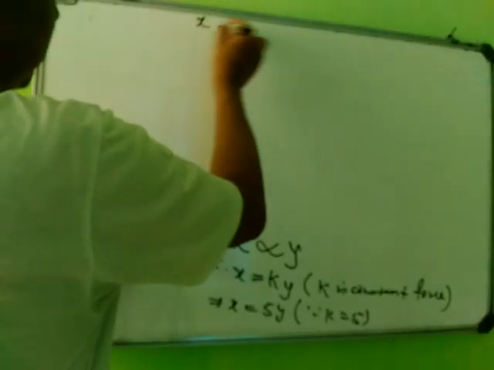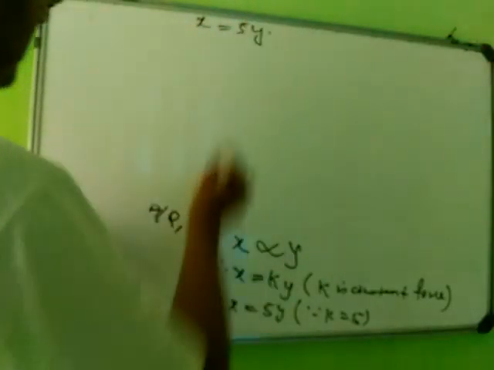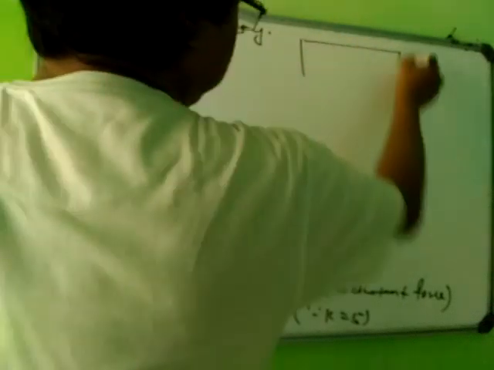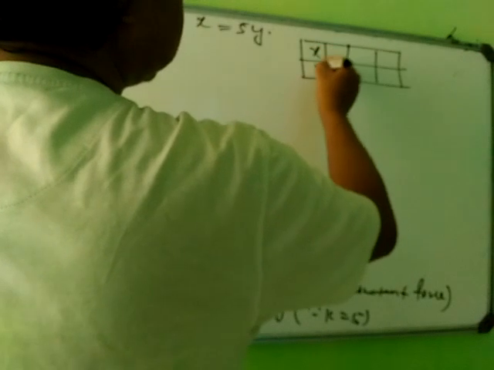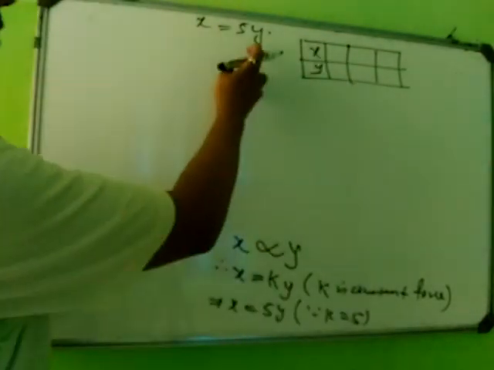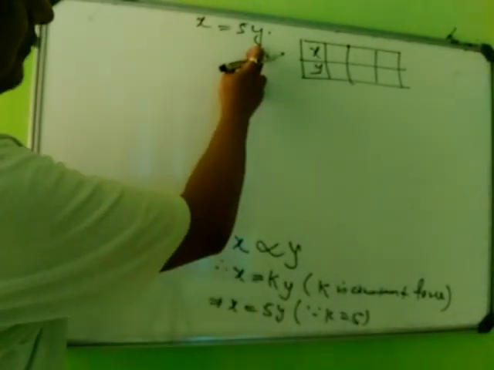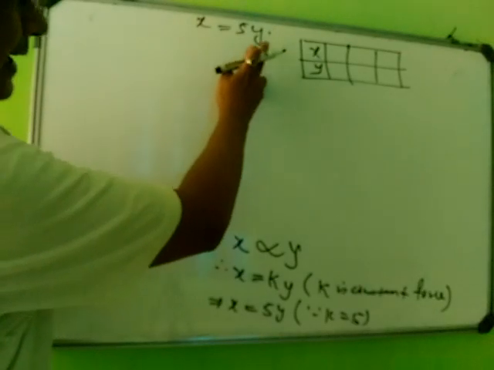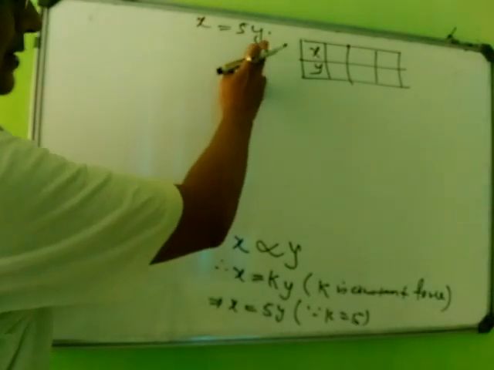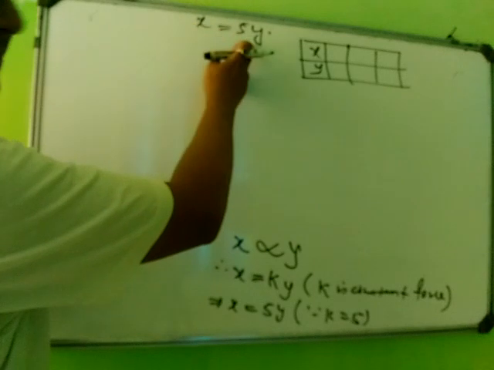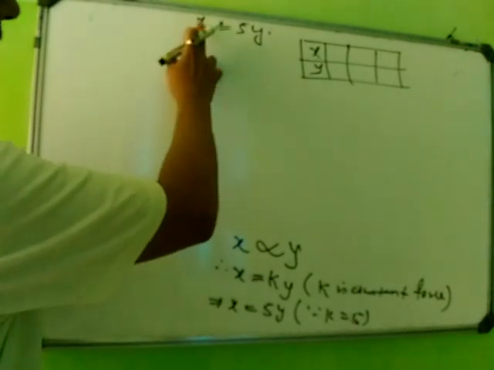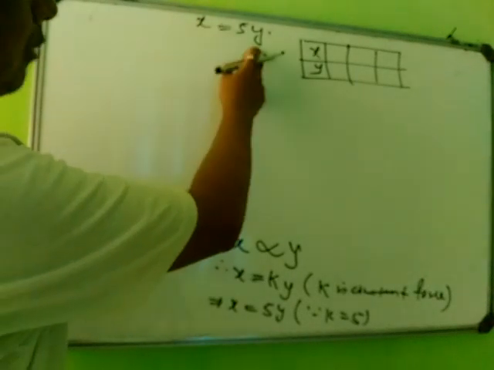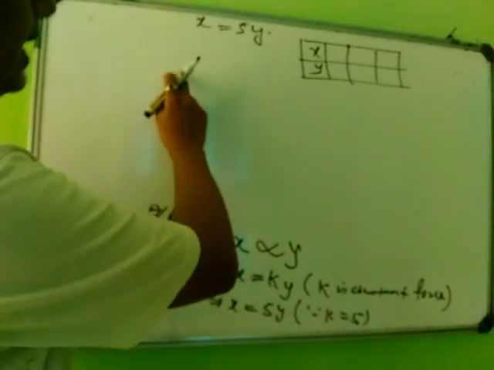So here x equals 5y. We will take a maximum of 3 points. Here it is x, and here it is y. You take the y value first, because y is the independent variable. On taking y you will get x. So y is the independent variable and x is the dependent variable, because x depends on y but y does not depend on x.